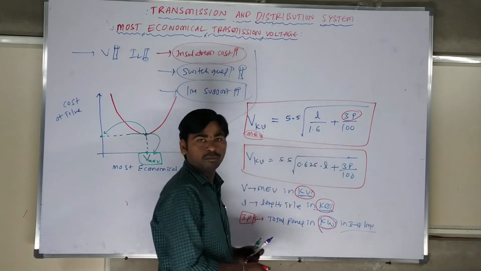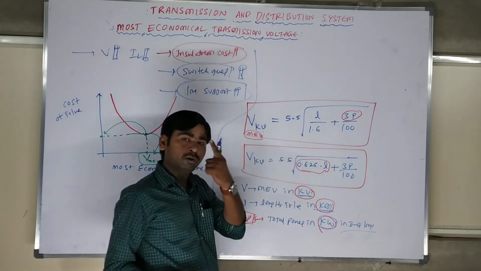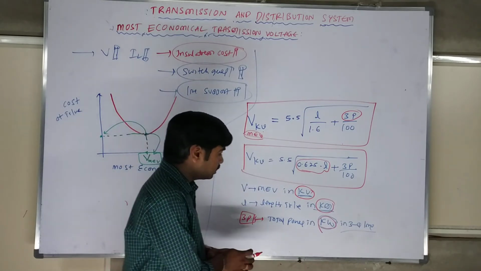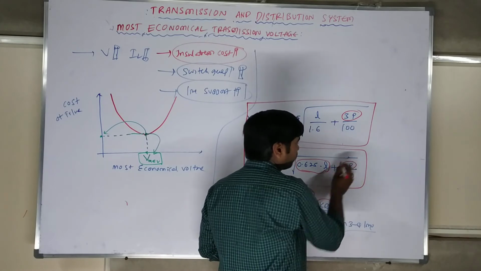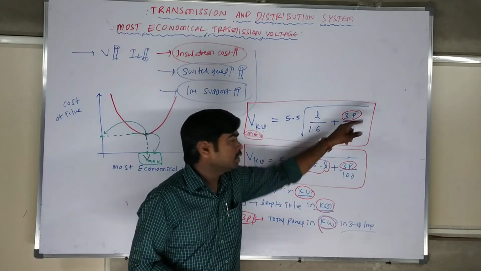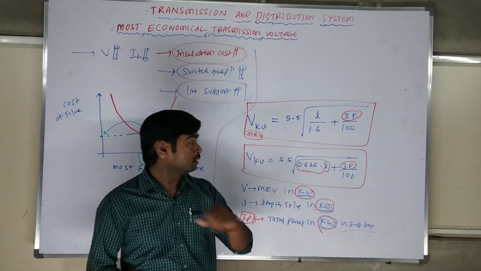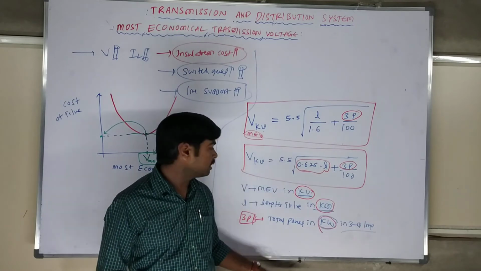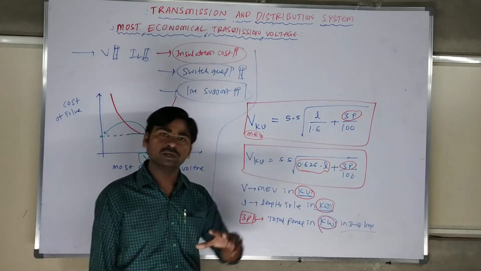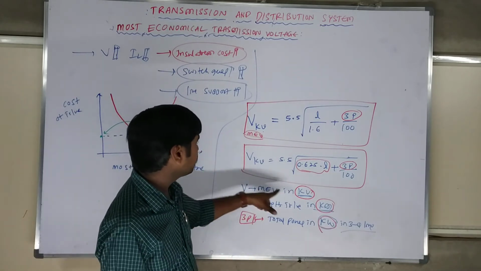In the examination they will give either 1 by 1.6 or 0.625, and the formula will be correct either way, because mathematically you can do it. This 3P is the total power. If they mention power per phase, take 3 into P. If they mention total power, take 3P. Very important: if they mention single phase power in the 3-phase transmission line, take 3 into P.